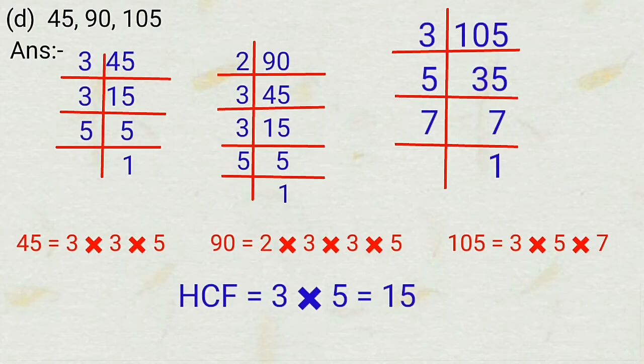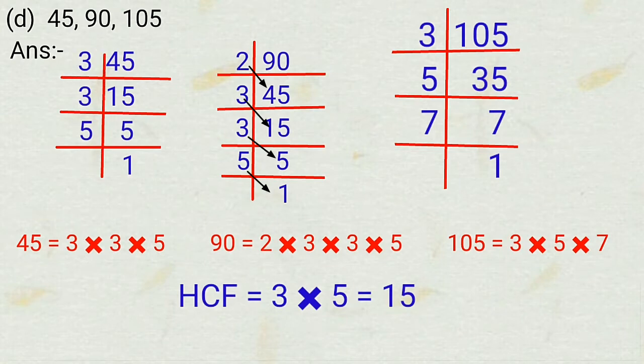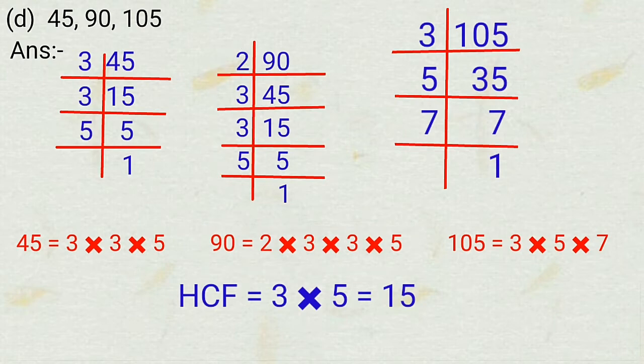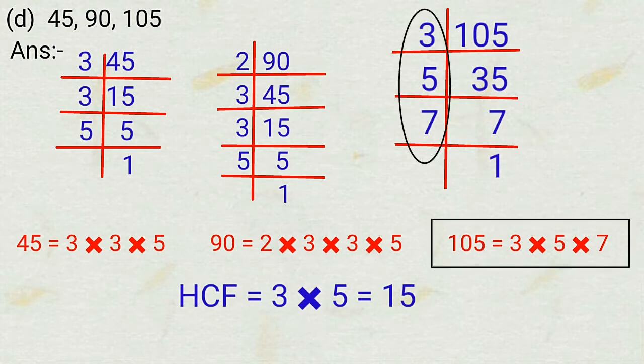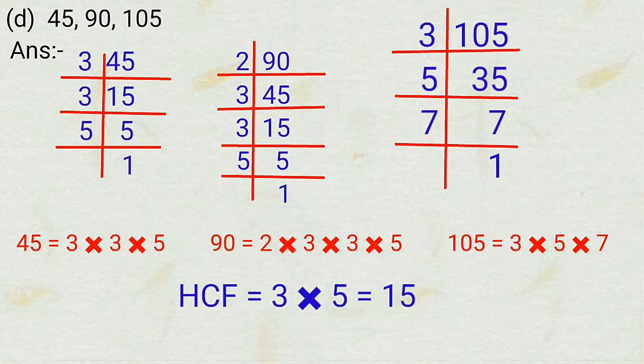Now D part is 45, 90, 105. So here factors of 45, 3 15s are 45, 3 5s are 15, 5 1s are 5. So factors of 45 is equal to 3 into 3 into 5. Factors of 90, 2 45s are 90, 3 15s are 45, 3 5s are 15, 5 1s are 5. So factors of 90 is equal to 2 into 3 into 3 into 5. Now factors of 105, 3 35s are 105, 5 7s are 35, 7 1s are 7. So factors of 105 is equal to 3 into 5 into 7. Now take out common factors which are 3 and 5. So HCF is equal to 3 into 5 is equal to 15. Answer.